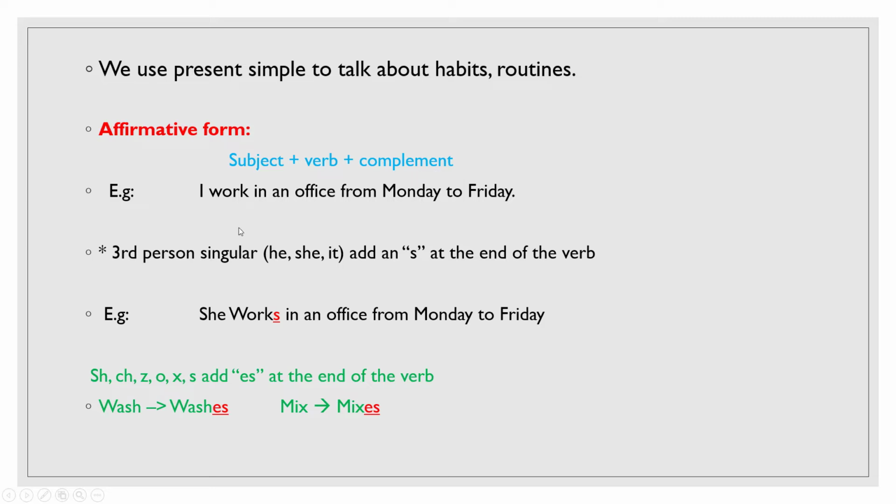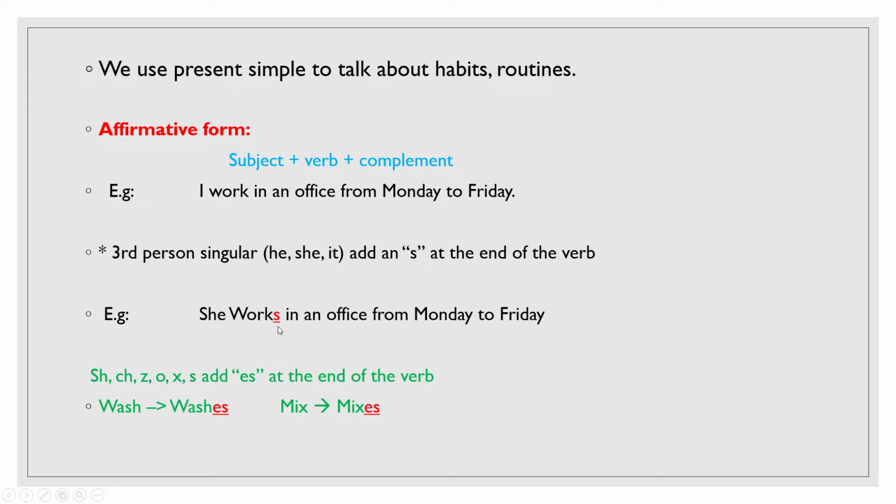But pay attention, because if the subject of the sentence is third person singular, he, she, or it, you have to add an S at the end of the verb. Look at the example. She works in an office from Monday to Friday. The pronoun is she, the subject is she, so you have to add an S at the end of the verb.